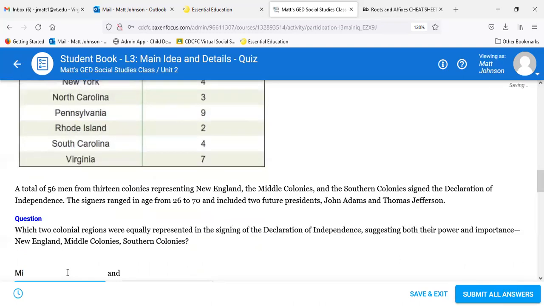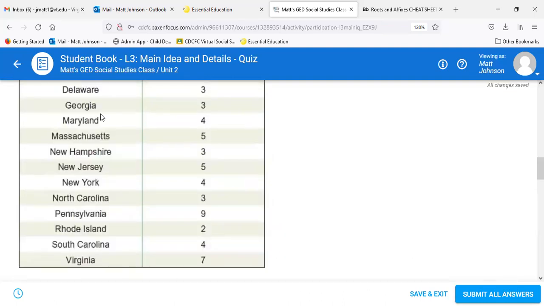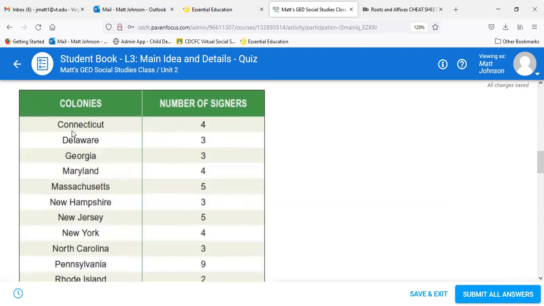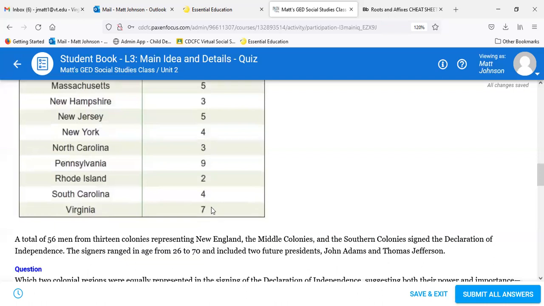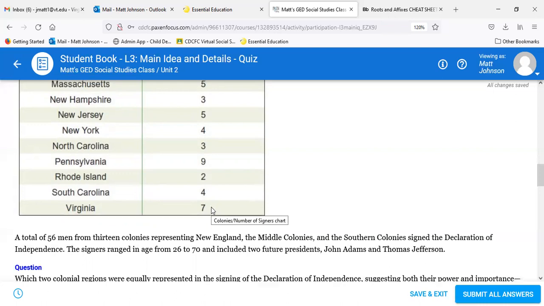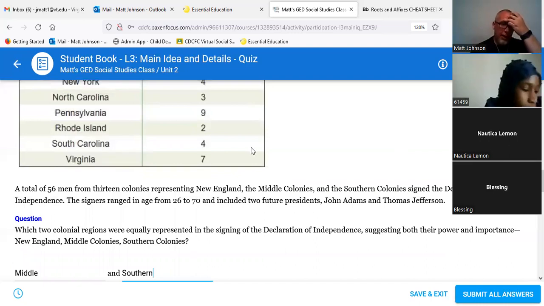The northern ones, particularly like Rhode Island, New Hampshire, Connecticut, you didn't have as many signees. 4, 2. New York had 4, but it's a pretty big state. So basically what they're suggesting here is that the middle and southern colonies were more influential along the way because they had more signees of the Declaration of Independence. They had more men working towards it. The answer to number 1 was C.